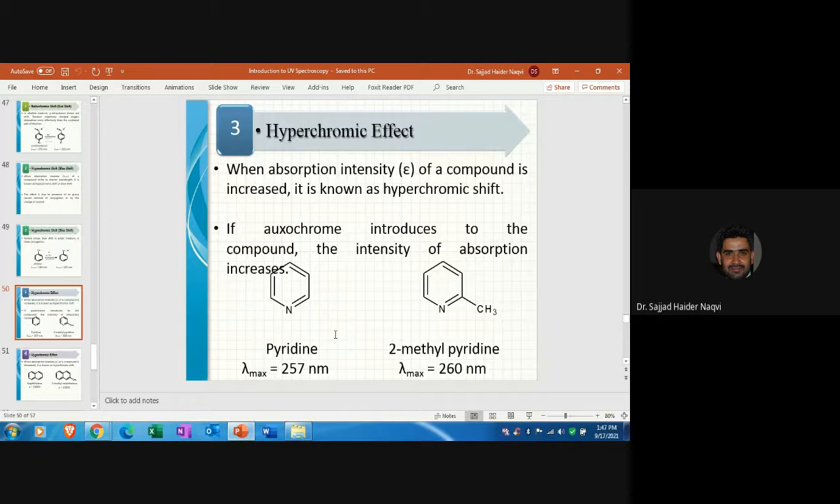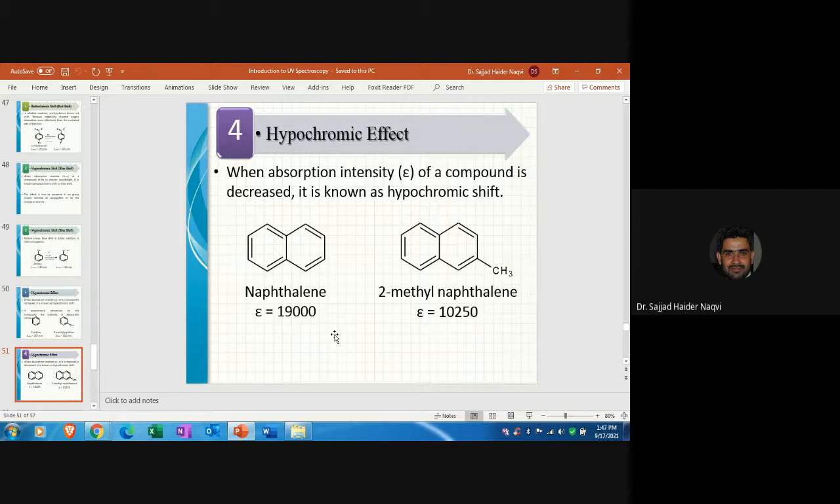So let's see some of the examples of how this hyperchromic shift takes place. For example, if we have an oxochrome and we introduce that to a compound, the intensity of the absorption increases. An example is the compound pyridine. Pyridine has an absorption maximum at 257, and as a result of the incorporation of a methyl group, it becomes 2-methylpyridine, and now the absorption maximum is at 260 nanometer. Now, this is a very slight change of the absorption maximum, but actually this is because the introduction of the oxochrome results in an increase of the absorption intensity itself by the compound.